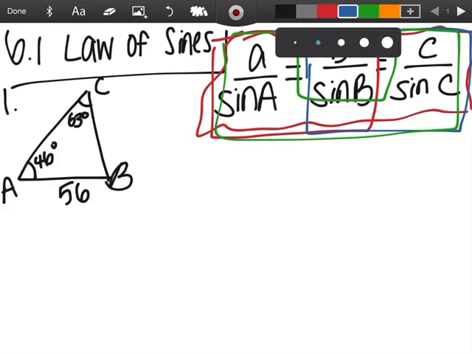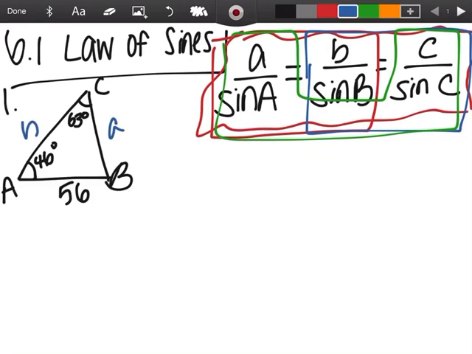As far as this picture goes, what matters is that side A is across from angle A, side B is across from angle B, and side C is across from angle C. Also, there are no notes for you to print out and write along. You can just take notes on your own paper.